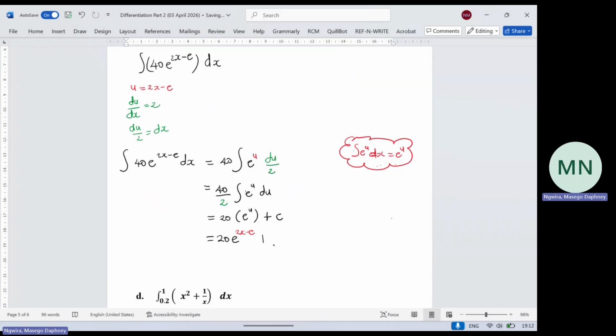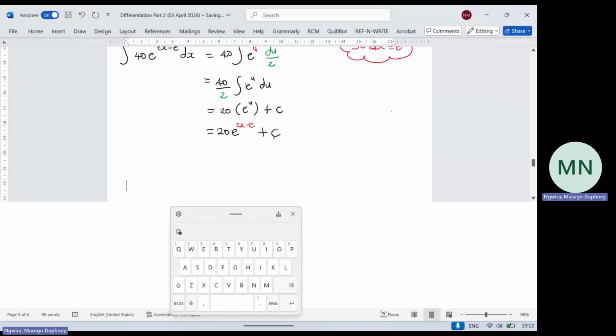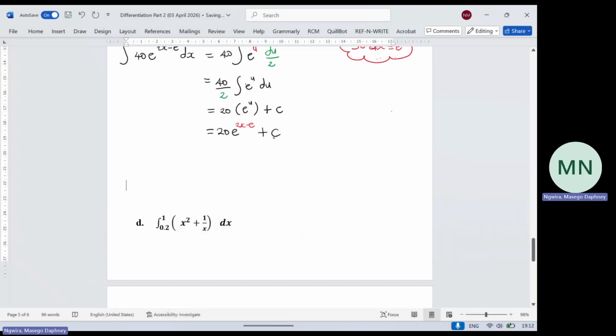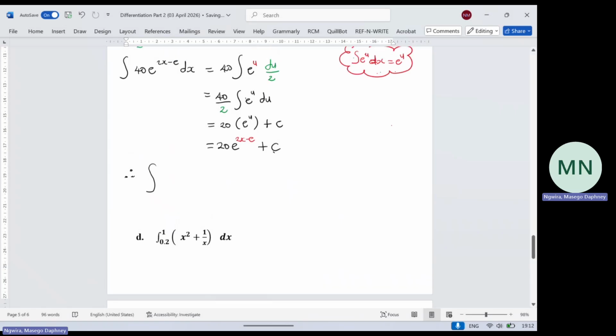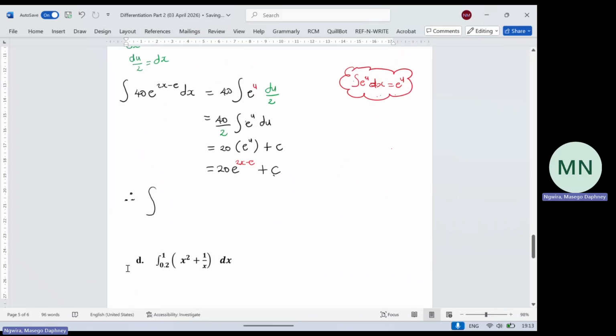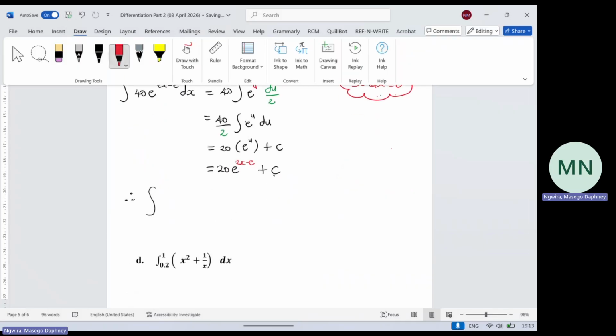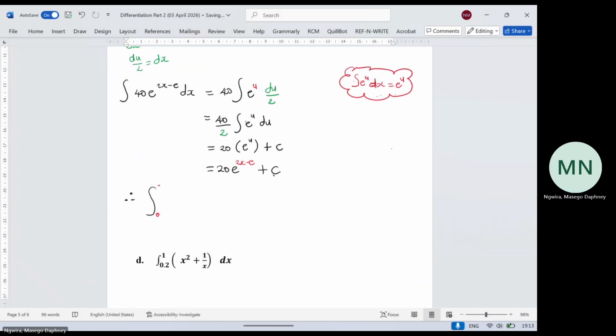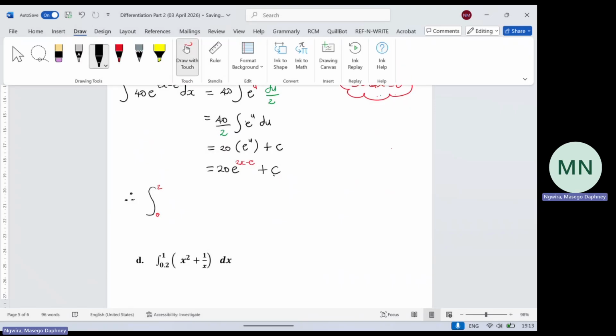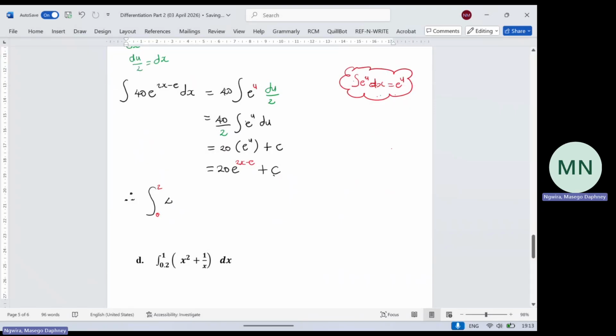So now because we're evaluating, we're going to ignore the c, because they end up canceling each other. So I don't like including them in this business. Okay. So therefore, now we can do our business. We're done integrating. So our business is with the integral from 0 to 2. Let me use a red pen. From 0 to 2, of 20 e to the power of 2x minus e dx.